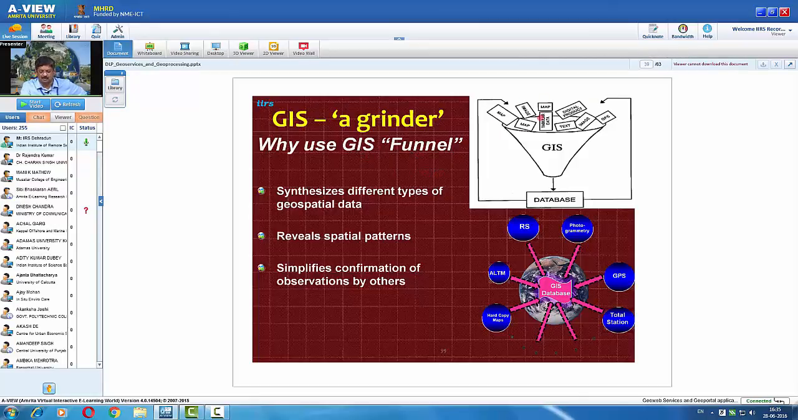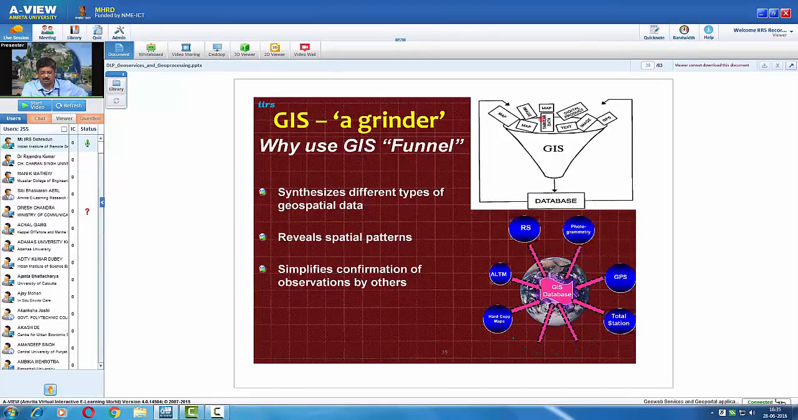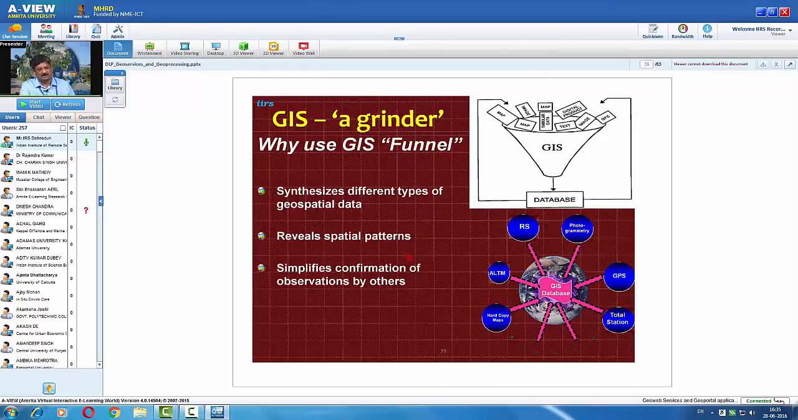That means you pour in all the data you have in hand, and it does a modeling mechanism by which we are able to work out and bring out the spatial relations as well as patterns between them. It also simplifies the confirmation of observations from various platforms. You can see here the GIS database can get a lot of information. Generally for Earth observation, we are using hard copy maps. We are also using ALTM, airborne laser terrain mapper. We have remote sensing platforms, photogrammetry, GPS, as well as total station.